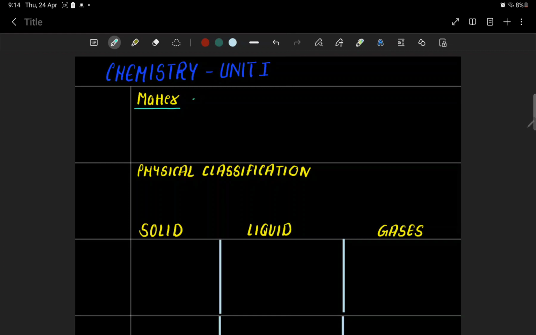Earlier in the class, we understood the definition of matter. So, matter is anything that occupies space and has a certain mass. And last time you were able to identify a lot of things in your surrounding as matter, be it the table in front of you, the water in the water bottle, and the invisible air particles.